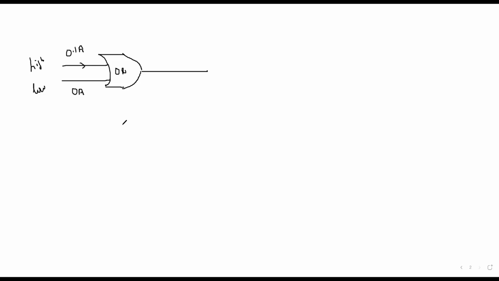When one input is high and the other is low, what will be the output of the OR gate? The output will be high. Output high means it will allow the current to pass, so it will allow, for example, 0.1 ampere to pass.